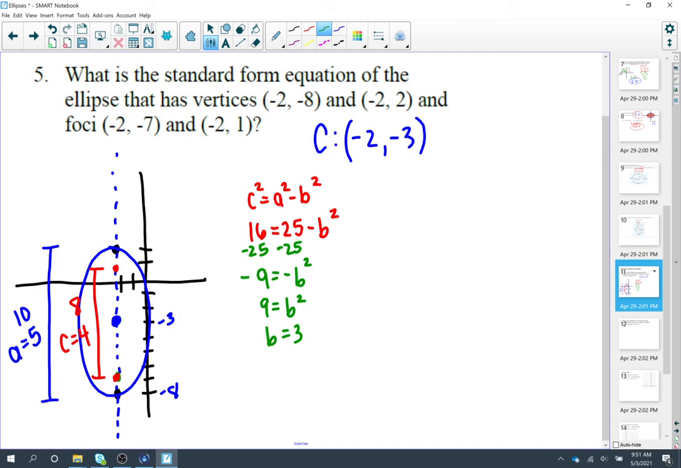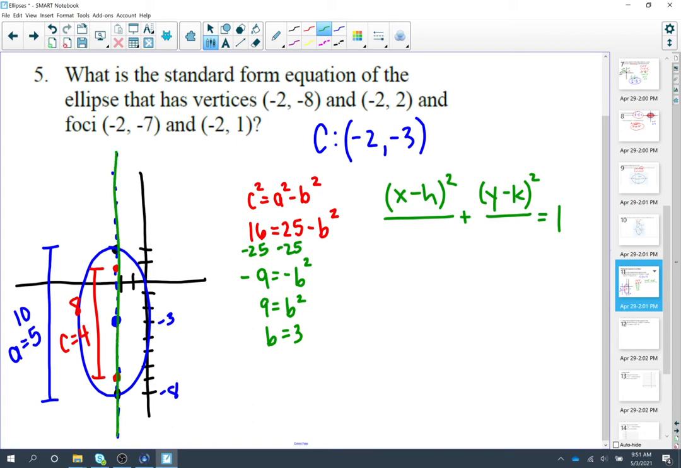If we're trying to write the equation of this thing, we're going to have (x minus h) squared over something plus (y minus k) squared over something always equals 1. The reason I'm saying something again is because we have to figure out which one's the a and which one's the b. Do you notice that your major axis is vertical?